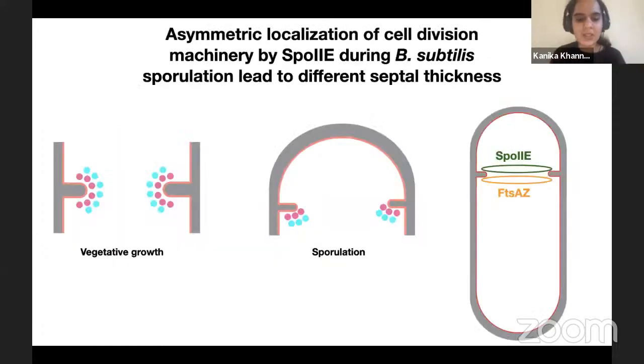So just to summarize what we see so far: we now understand how the cell division machinery, including FtsA and FtsZ filaments, is organized during vegetative growth in Bacillus subtilis, where it coats the entire leading edge of the invaginating septum. But during sporulation, these proteins are only present on the mother cell side. And also these are fewer in number, which leads to a thinner sporulating septum as opposed to a thicker vegetative septum. And we understand that SPO2E, which is somehow sequestered only to the forespore side of the invaginating septum, probably constrains the cell division machinery on the forespore side, so that the division happens only from the mother cell side of the invaginating septum.